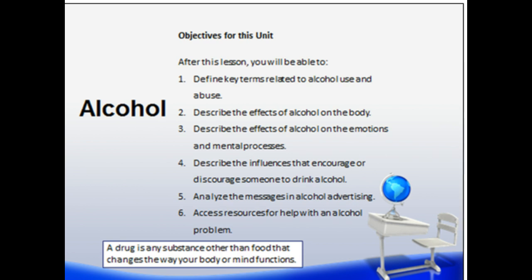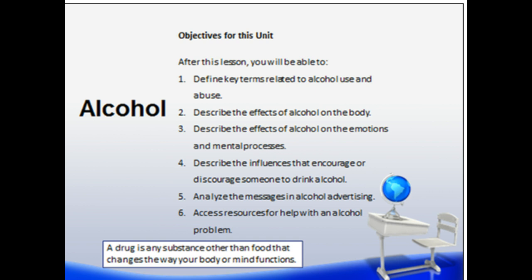Objectives for this unit? Well, after this lesson, you will be able to define some key terms related to alcohol use and abuse. Describe the effects of alcohol on the body. Describe the effects of alcohol on the emotions and mental processes. Describe the influences that encourage or discourage someone to drink alcohol. Analyze the messages in alcohol advertising. Assess resources for help with an alcohol problem.